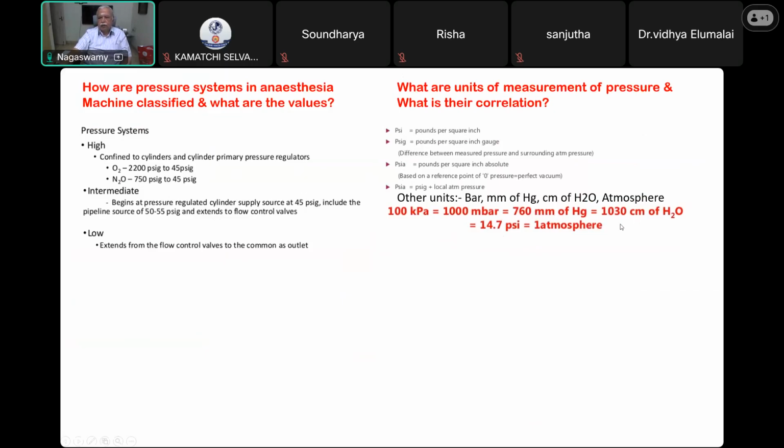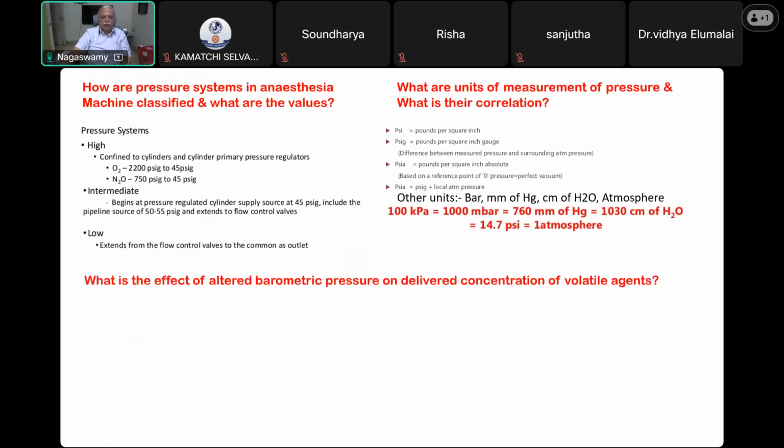And also the equivalent in centimeters of water is 10.3. 1 kilopascal will be equal to 10.3 centimeters of water. So these three correlations are very, very important. Sometimes you have to use them for conversion.